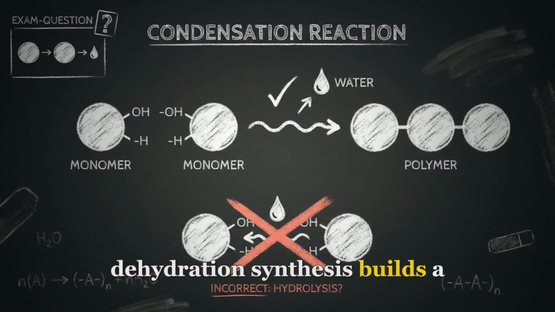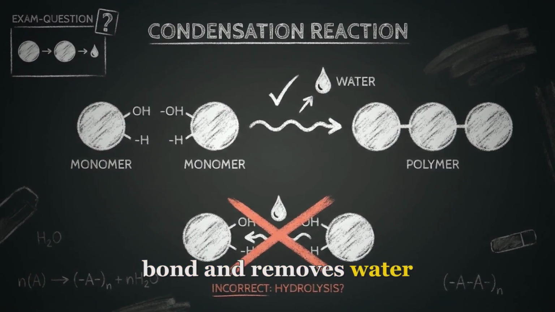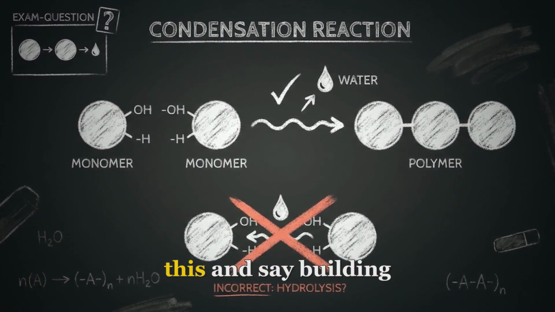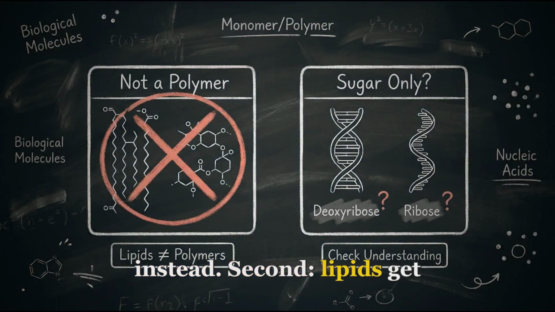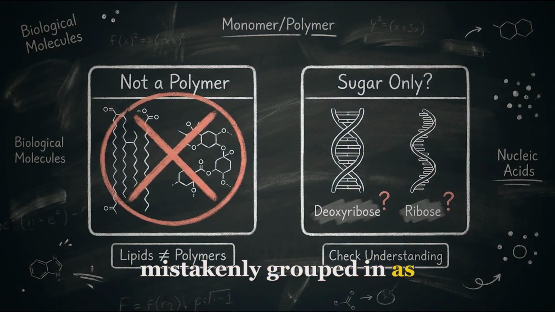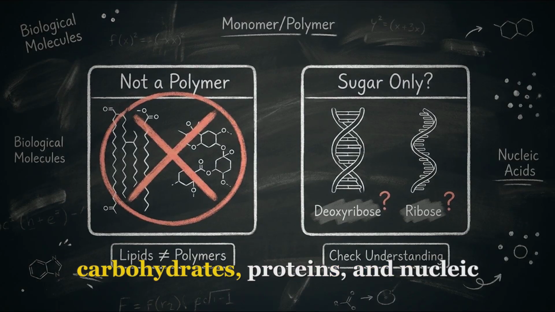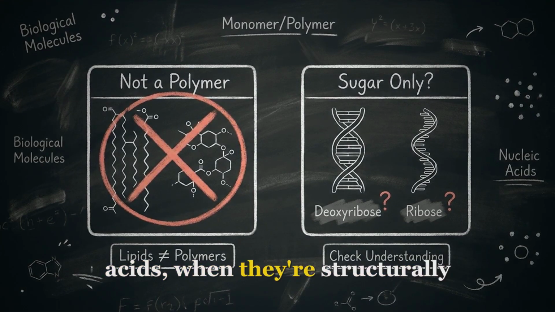Here's where most students lose points on this unit specifically. First, dehydration synthesis builds a bond and removes water. Students regularly flip this and say building a bond adds water instead. Second, lipids get mistakenly grouped in as a true polymer alongside carbohydrates, proteins, and nucleic acids, when they're structurally not one at all.